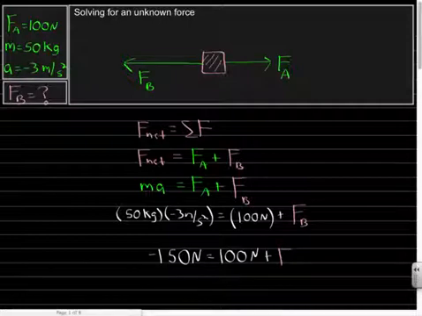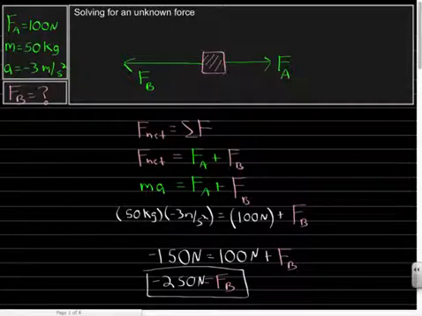All right, you can already see that 100 newtons plus what equals 150 newtons to the left, negative. It's pretty obvious to see that your answer is going to be -250. You bring the 100 to the other side and subtract it, and you get FB is equal to -250 newtons. And that is your final answer.